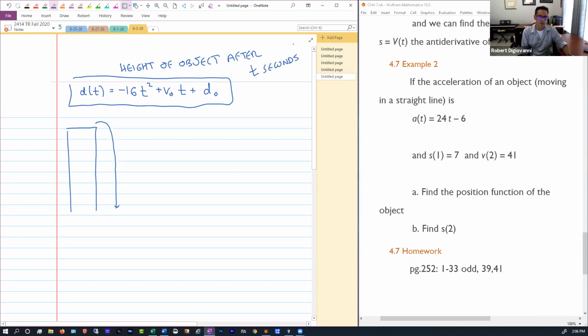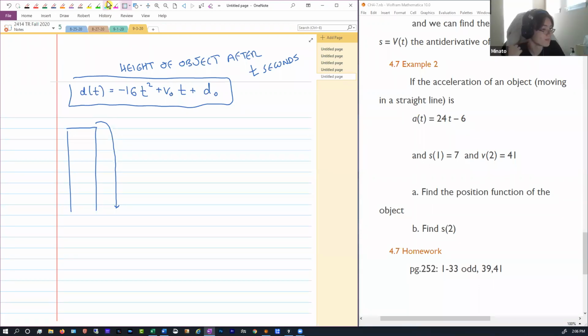Now, this formula is used if we have to neglect air. We have to take air out of the equation. If you put air in, it becomes a little more complicated. But if there's no air, all objects on Earth fall at the same rate. And so the height of an object after a certain number of seconds is given by this. Does that look familiar to any of you?